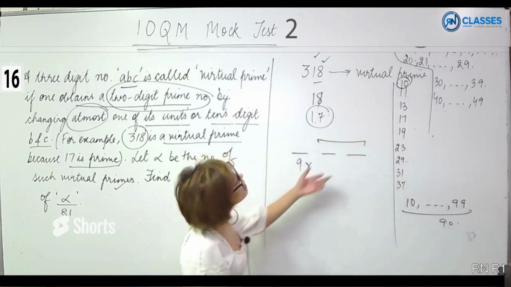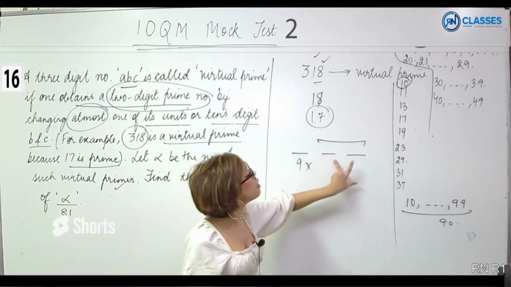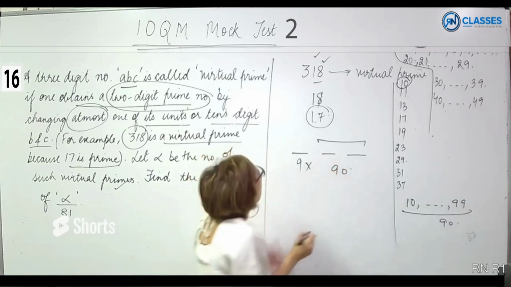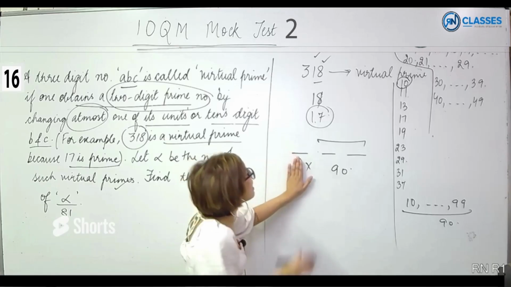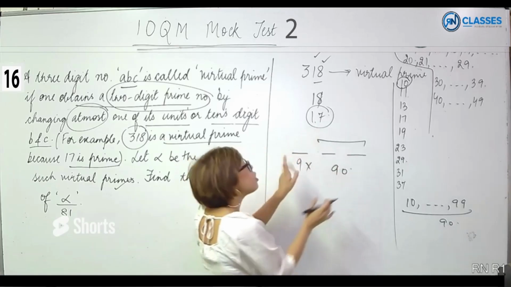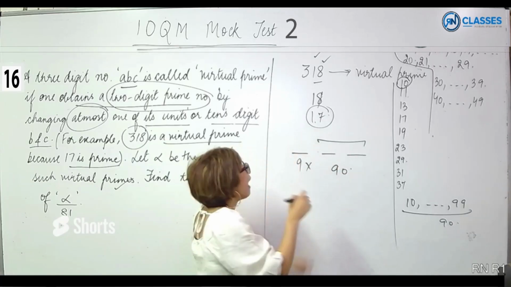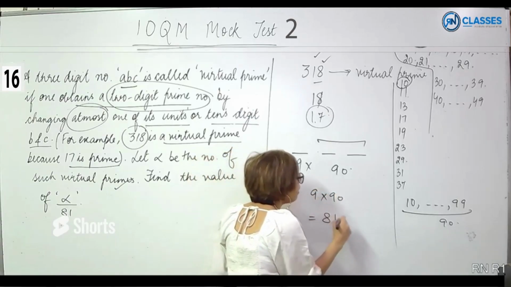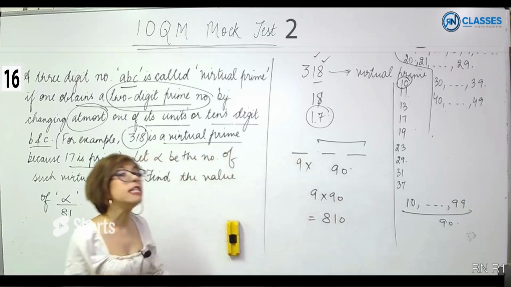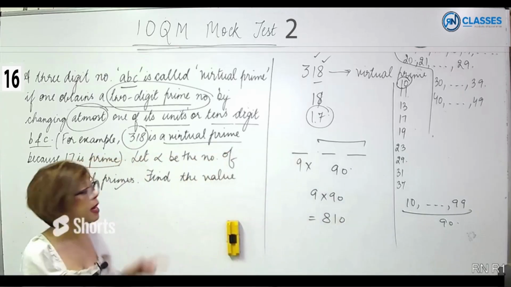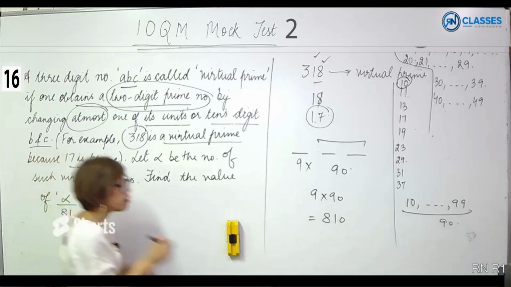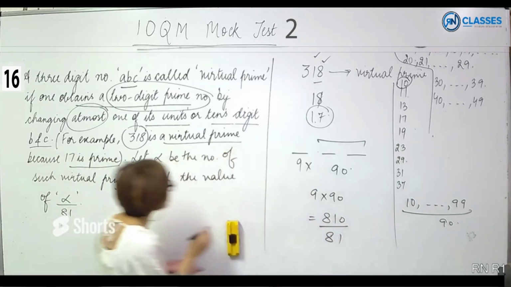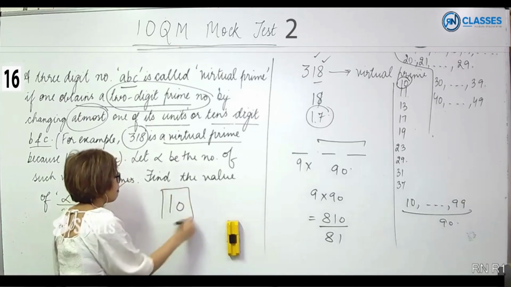So that means I can have 90 possibilities for both of these cases. Now, obviously, corresponding to each choice over here I have 90, here I have 9 choices. So in total, I had 9 into 90 choices, which is nothing but 810. This is the number of virtual primes, that is alpha. But I don't want alpha, I want alpha by 81. So divide by 81. The answer is obviously in this case 10.